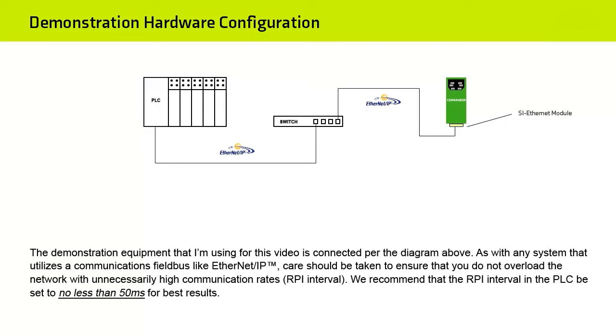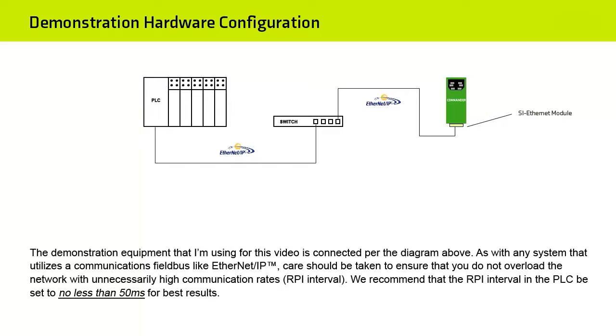The demonstration equipment that I'm using for this video is connected per the diagram above. As with any system that utilizes a communication field bus like Ethernet IP, care should be taken to ensure that you do not overload the network with unnecessarily high communication rates. We recommend that the RPI interval in the PLC be set to no less than 50 milliseconds for best results.